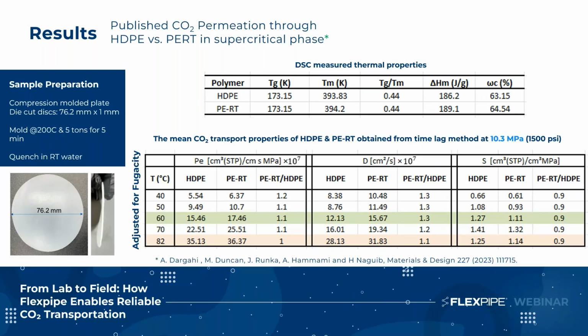The CO₂ transport properties were measured using the time lag method here, and we accounted for fugacity and carefully controlled the sample preparation to ensure the reliability of the data. Just a reminder that the HDPE polymer is rated for maximum 60 degrees C operating temperature, and PERT is rated for up to 82 degrees C in our Flexpipe products. The results show that at lower temperature ranges, for example, 40 degrees C, the HDPE permeation rate is slightly lower compared to PERT. And at 82 degrees C, both polymers showed similar permeation rates.